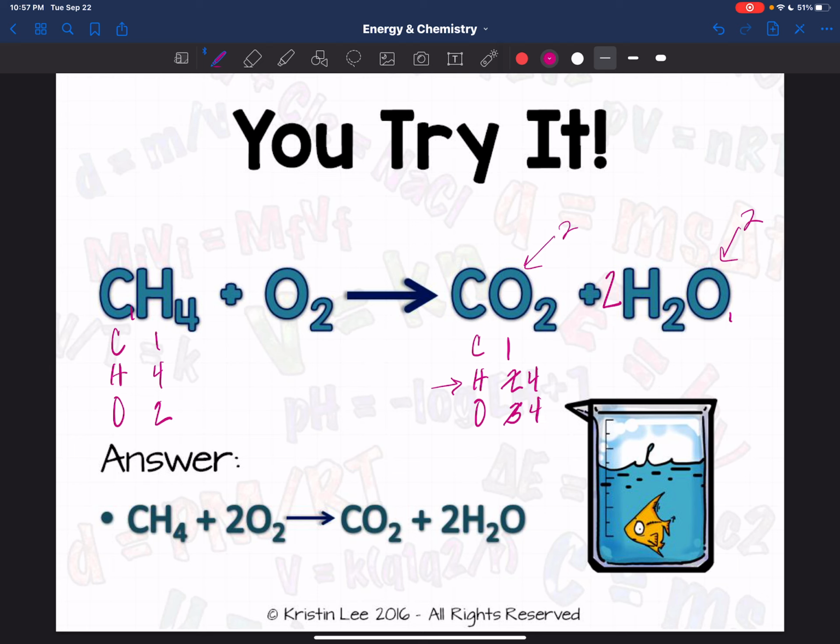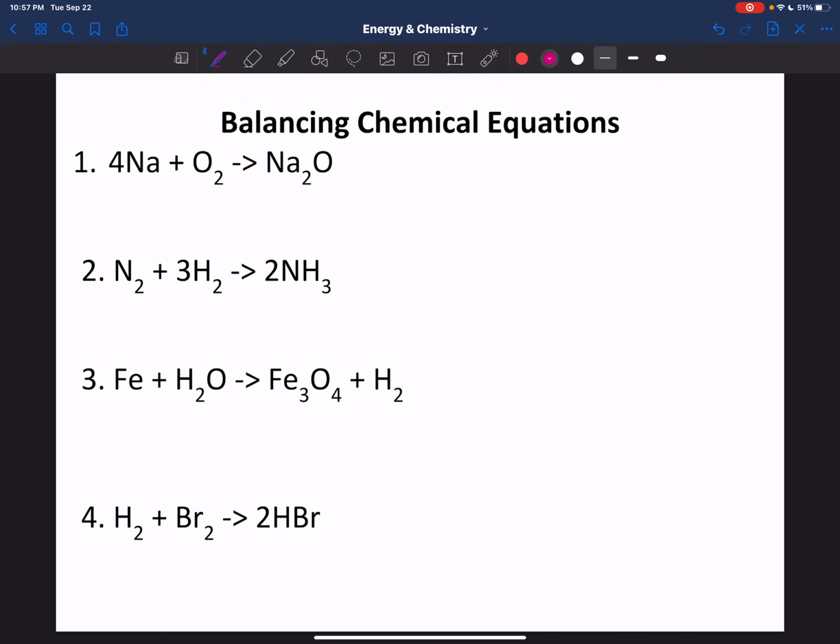So now I have 4 oxygen. All right, I'm not balanced yet because now I have to come over to my left side and I currently have 2 and I need to make it 4. So if I put a coefficient there, that makes it 4. And now we're the same on both sides, and voila, we're good. All right, so now what we're going to do is figure out, are these balanced? If they are, great. If they're not, we have to balance them.